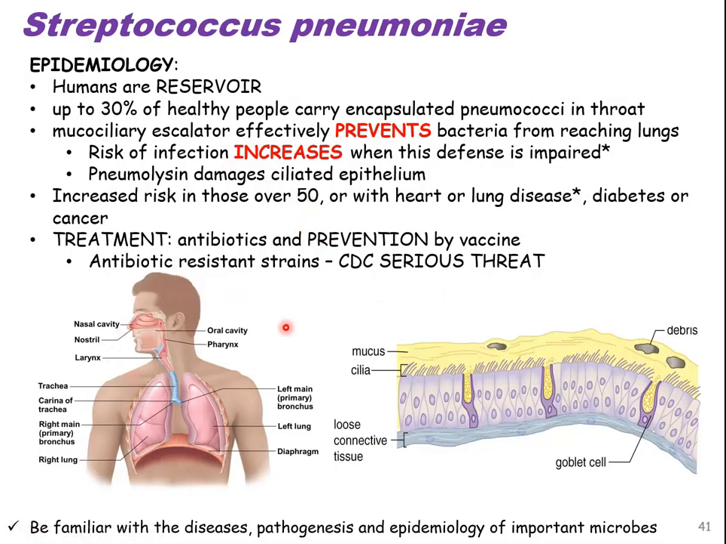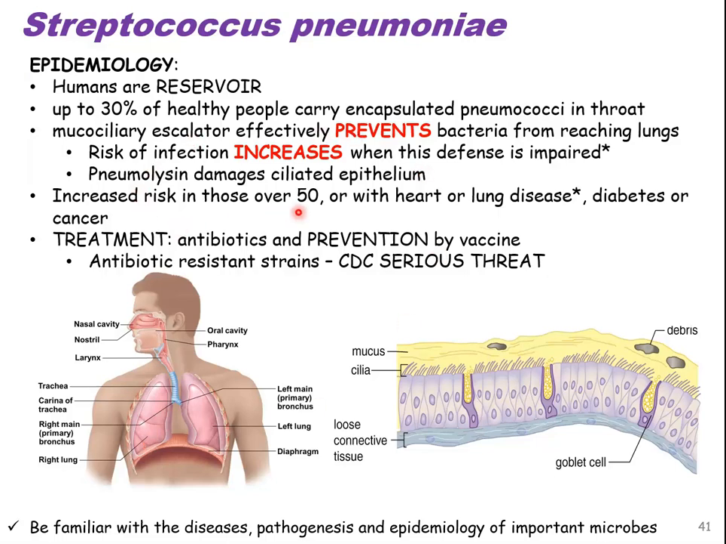Humans are a reservoir. Once again, about 30% of people carry Streptococcus pneumoniae, and we have different strains; some are more virulent than others. Normally, if someone has a functioning mucociliary escalator, the lining of the airways and the cilia, they row up the mucus and then you swallow it. But if someone is a smoker, has lung disease, or even diabetes, and the cilia aren't acting, there is more likelihood of Streptococcus pneumoniae getting down into the lower airways.